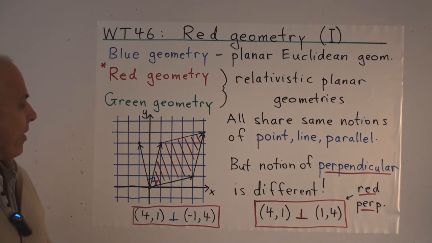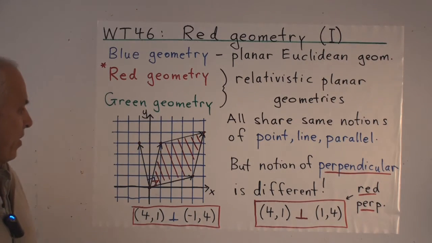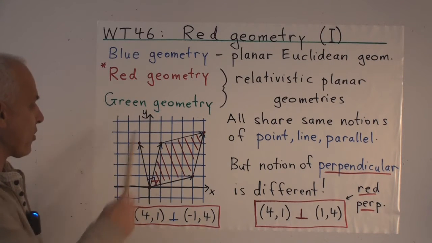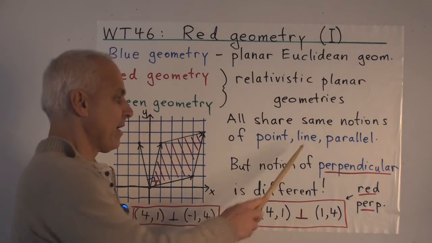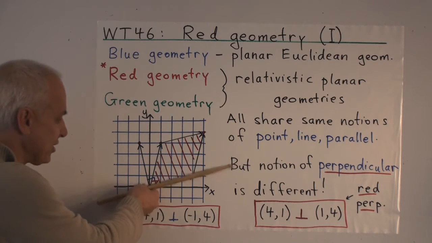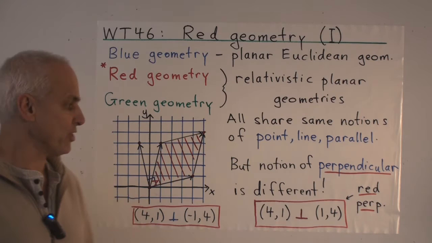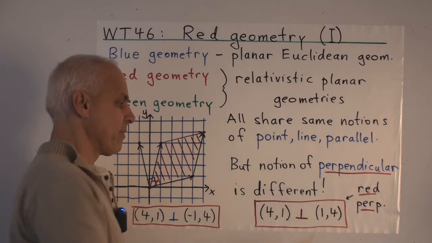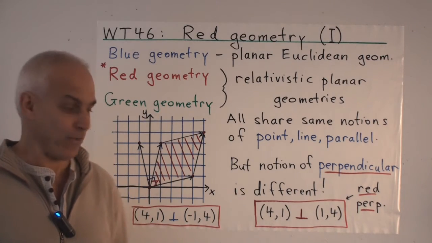So, what is red geometry? How does it distinguish itself from blue geometry? Well, both geometries take place in our usual grid plane, with an x-coordinate and a y-coordinate. Both geometries share the notions of point, line, and parallel. So there's still a point, there's still a line, these two lines are parallel. These notions are common in both blue and red, and in fact in green geometry too. What's different between them is the notion of perpendicularity. We are going to change the notion of perpendicularity, and that will change everything else too.